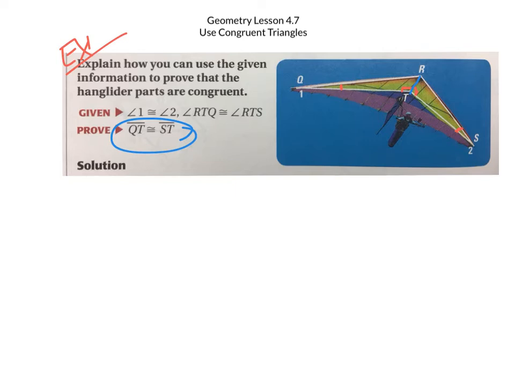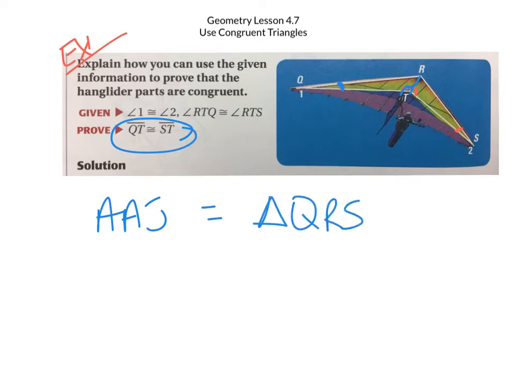You're saying the right thing, but look at what it is. It's angle side. Yeah, that's an angle right there. So it's angle side. You knew what you were saying, you just said the wrong thing. So because of angle side, we can say that triangle QRT is congruent to SRT, because of angle side.